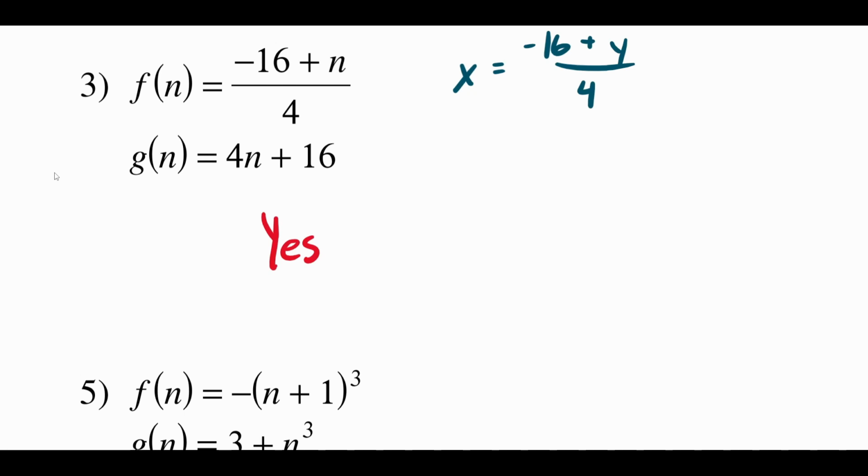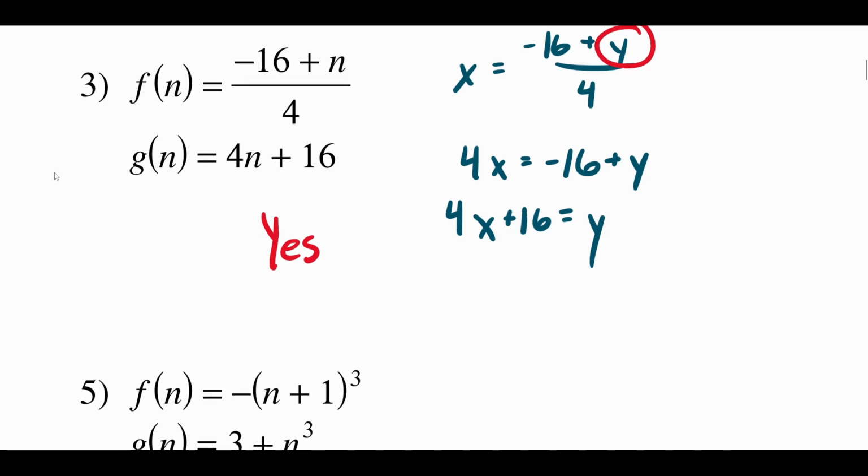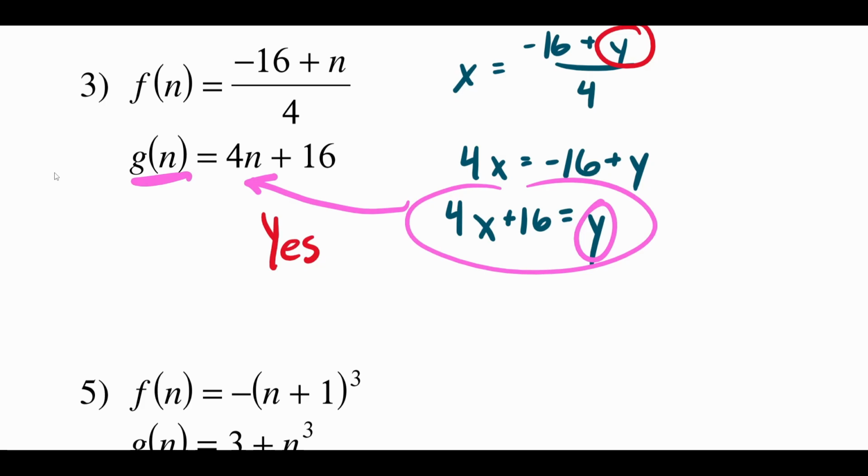All I'm doing is replacing y with x and x with y. Now, in order to find the inverse of this function, I solve for y. So in solving for y, I multiply both sides by 4 to get that 4x equals negative 16 plus y. And then I move my negative 16 to the other side by adding it. So I'll get that 4x plus 16 equals y. What does this look like? It looks like this inverse function right here. g of n, my y, equals 4n plus 16.